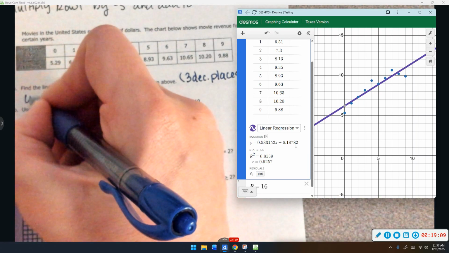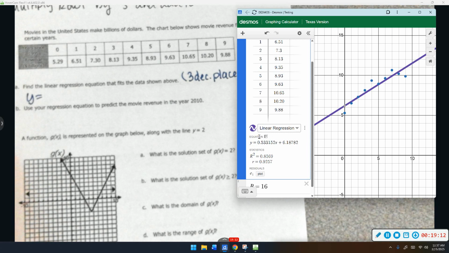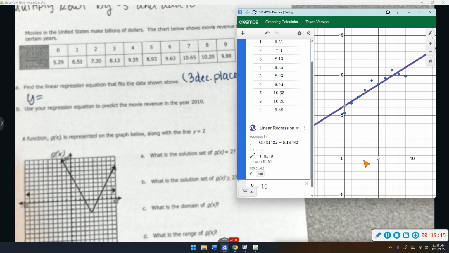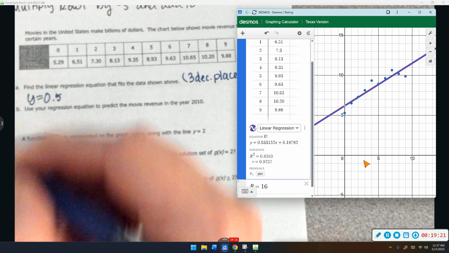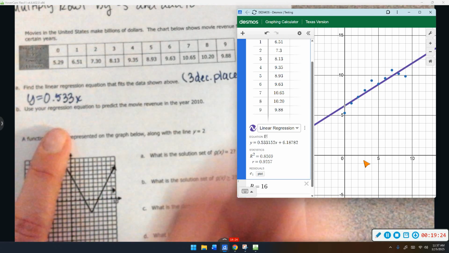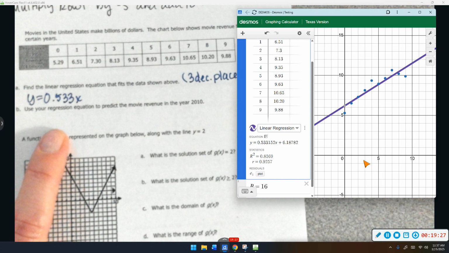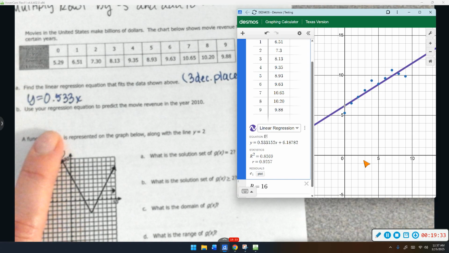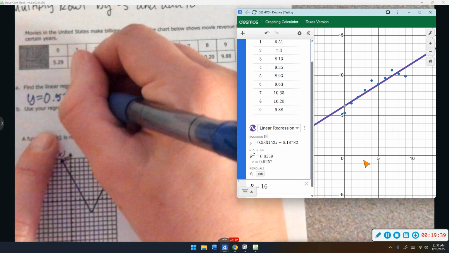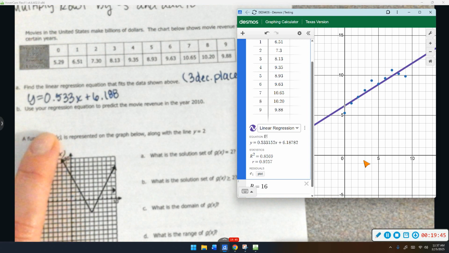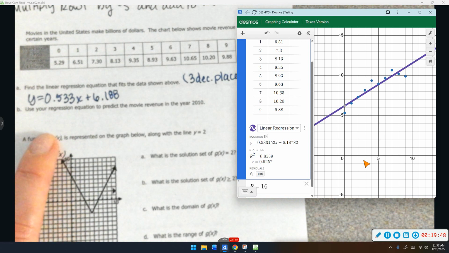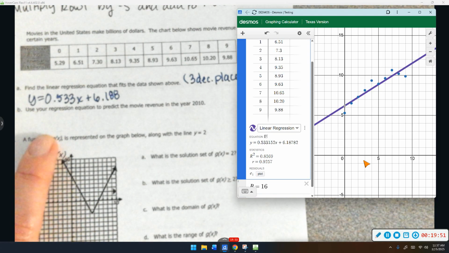So y equals, and we got to know where to look, right? Where it says, literally says equation. So 0.533. Isn't that what it says? Wait, I think it's 3.3. Unless I typed in a number wrong, I think it's 3.3. Okay, you're right. Plus 6.188, because that last 7, if I'm rounding to that place, there's an 8 behind it that will kick up my 7 to an 8.